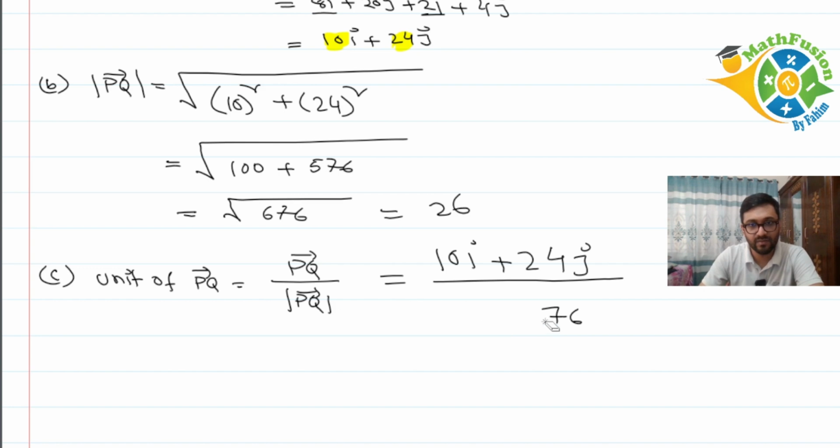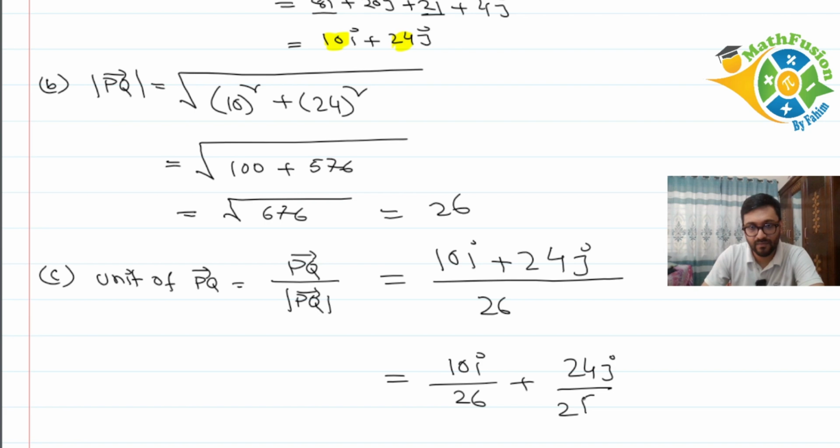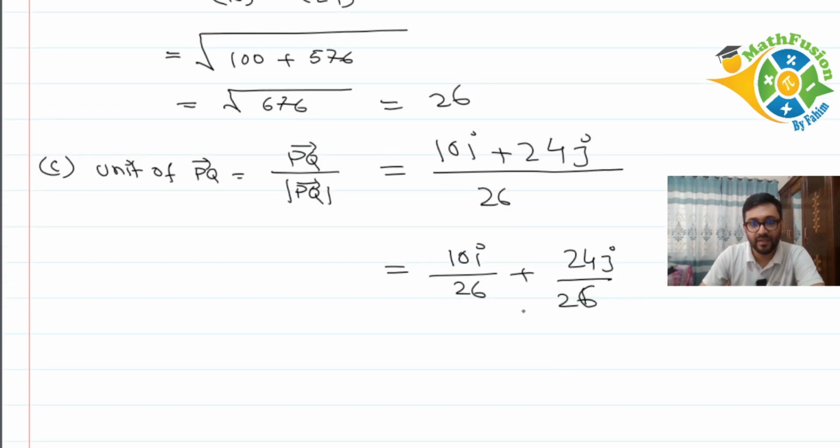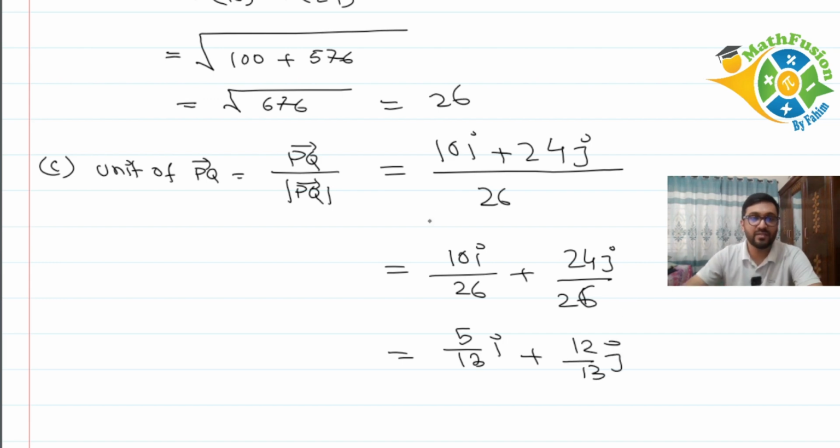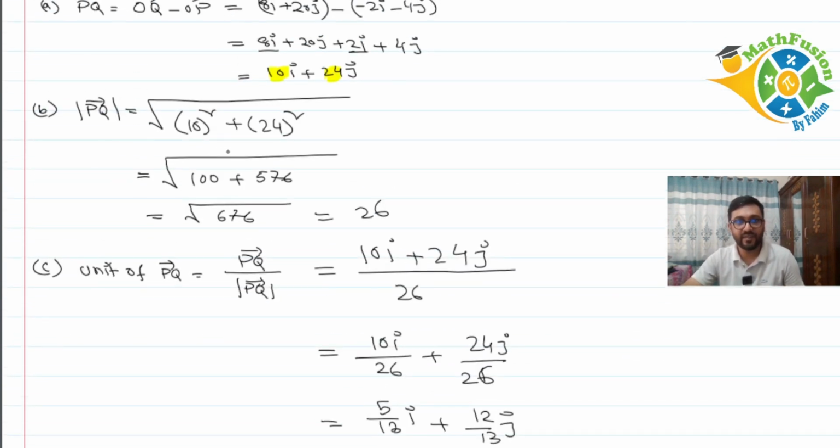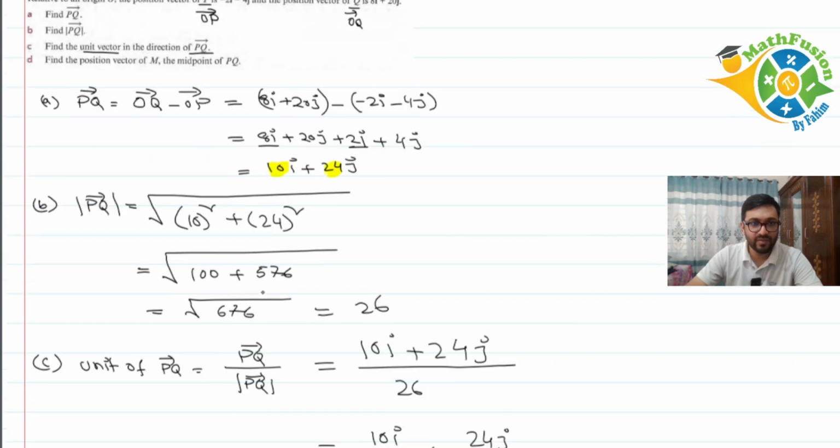So we can write 26 here. Then we just break it down, and then we finally get 5 by 13 i plus 12 by 13 j. So this is our unit vector. If we divide a vector by its magnitude, we will get the unit vector.